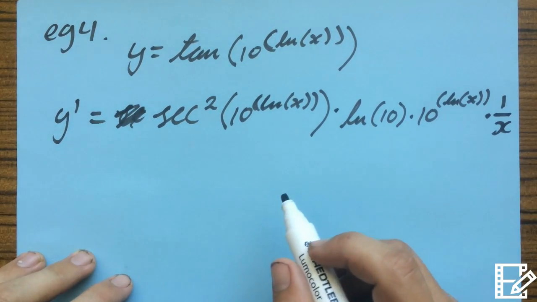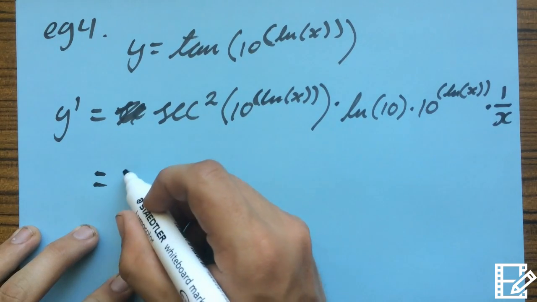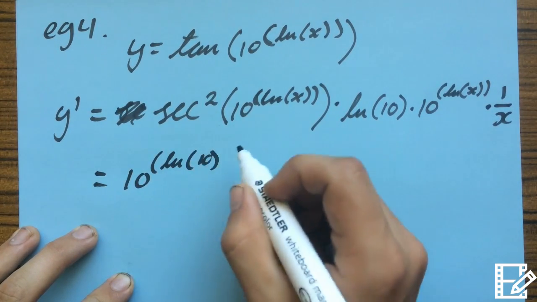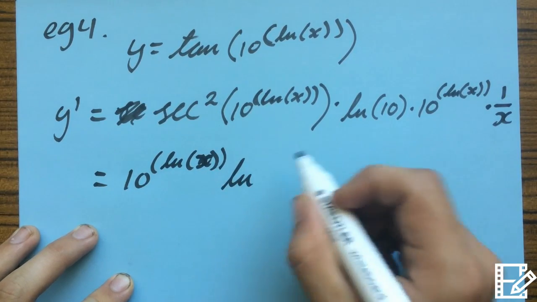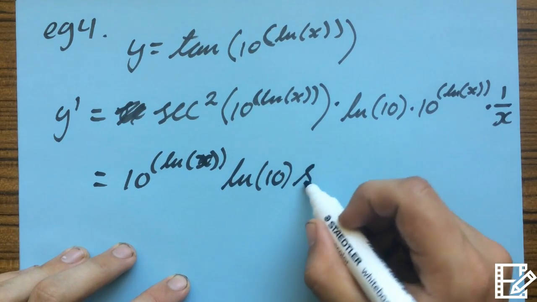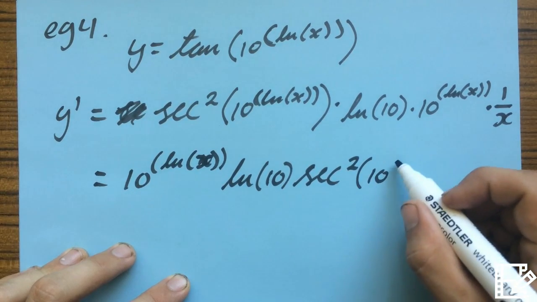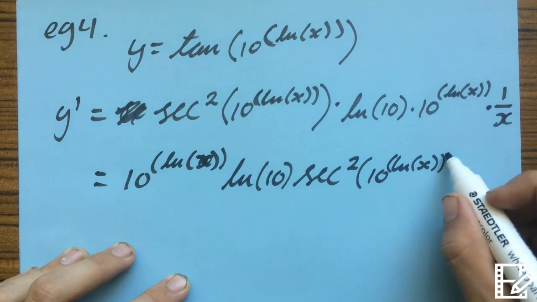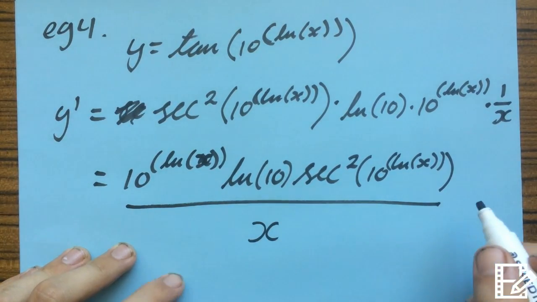And so we put this all together, it just comes out looking like ln 10 times 10 to the power of ln x, multiplied by sec squared of 10 to the power of ln of x, all over x.